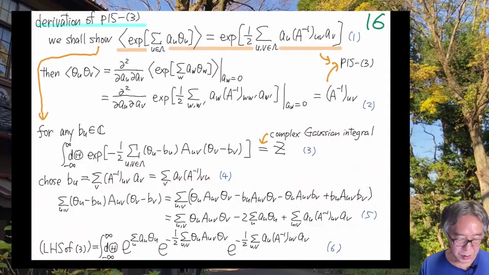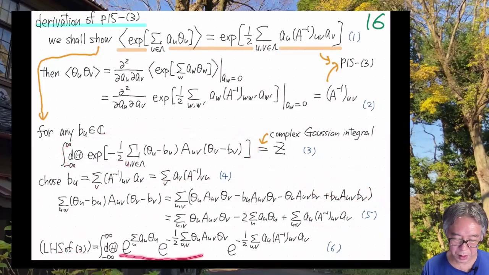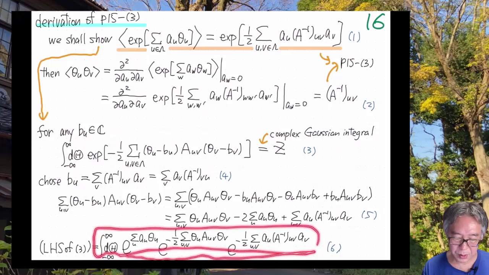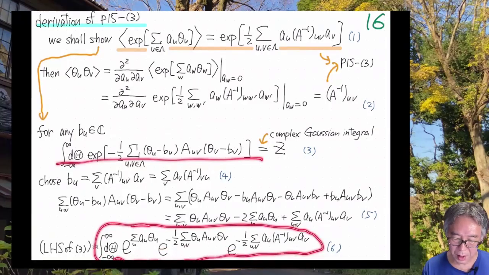Okay, so you will see that the left-hand side, yes, the left-hand side of 3 is precisely written like this. Okay, so by using this, this left-hand side is precisely this. Okay, and we see that this is equal to z.